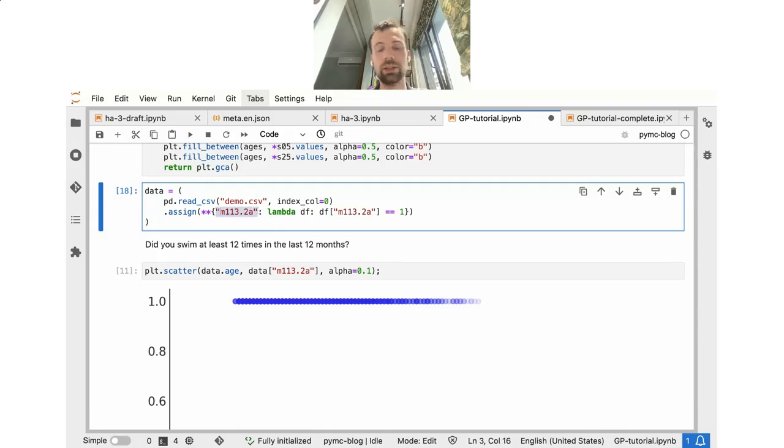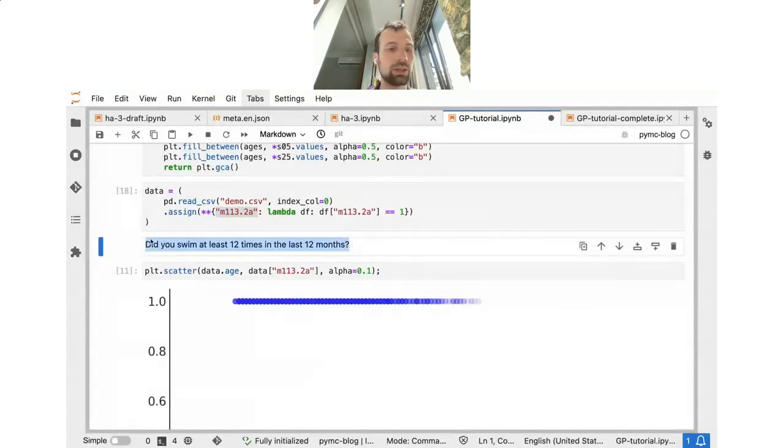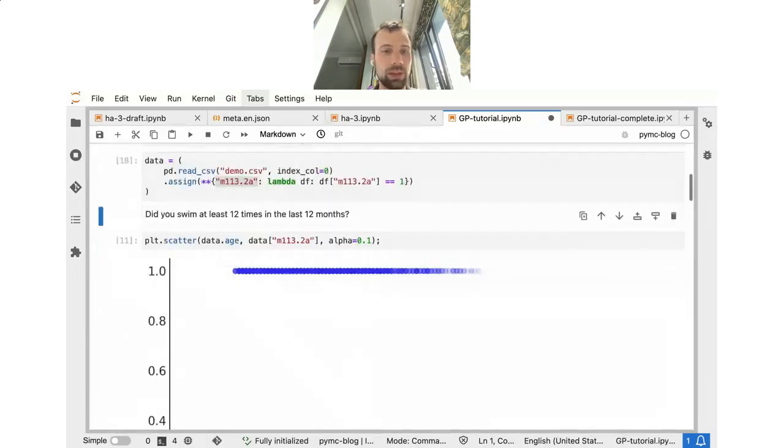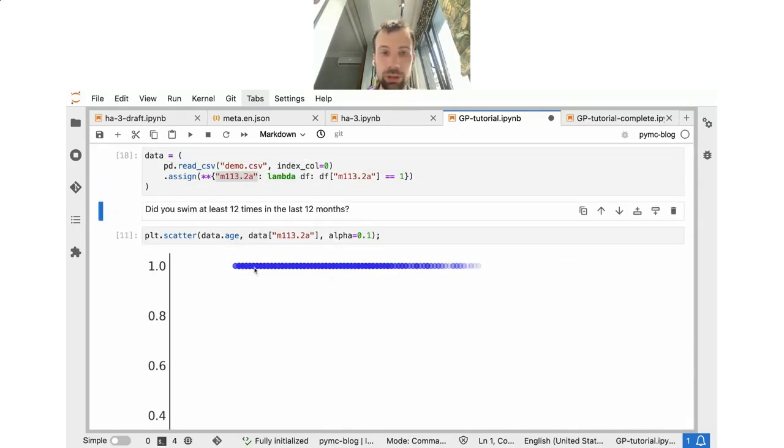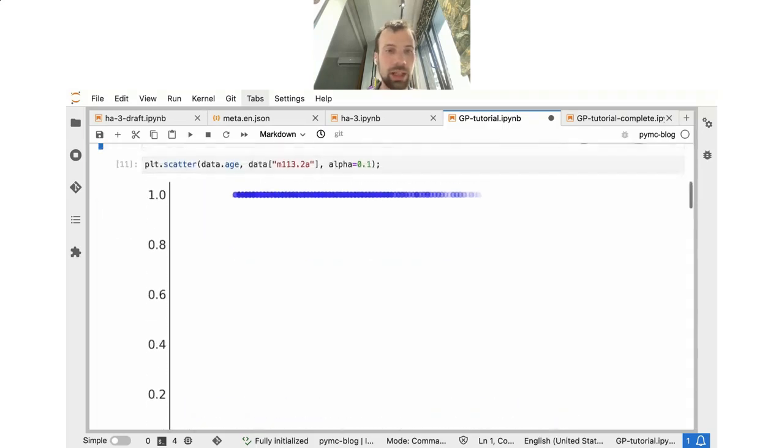and here is the one single question that I found pretty interesting to look at. And this question meant, did you swim at least 12 times in the last 12 months? So if people respond with yes, that means that we went to a swimming pool or went to the seashore to get some swimming. And if they did that, we'll see a dot on this plot. So people respond yes.